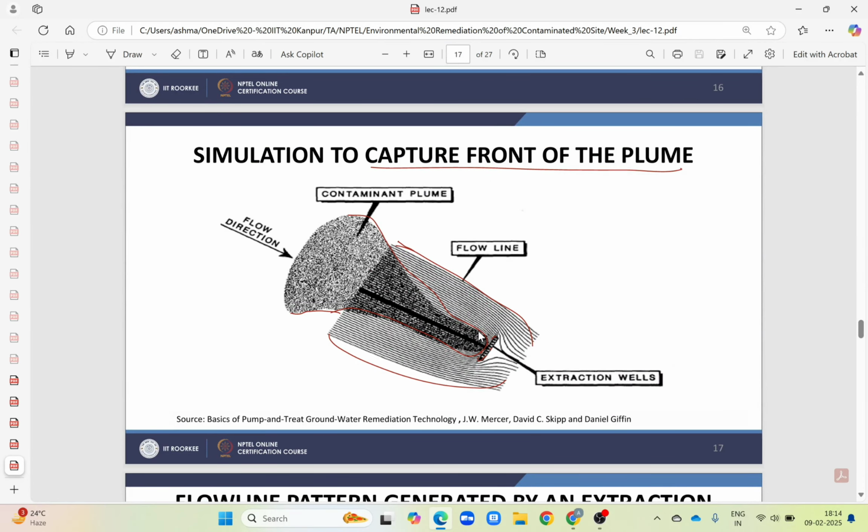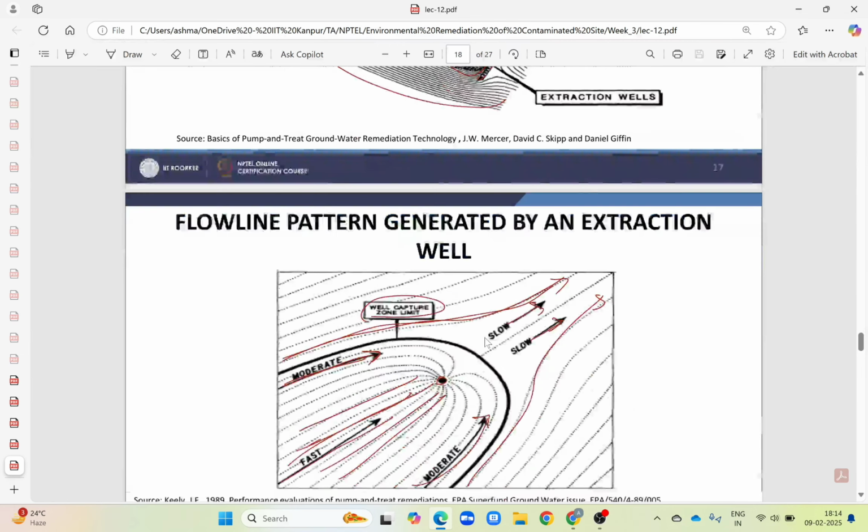So next is simulation to capture the front of the plume. So here the extraction wells will be dug or installed to take out the contaminated plume from the aquifer.